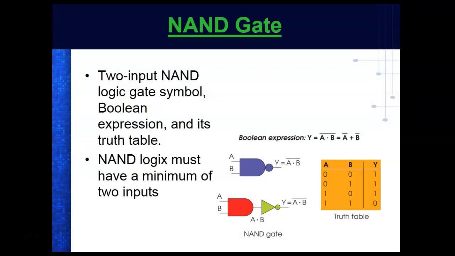This is a NAND. This says all highs equal a low. You can see the truth table. All highs equal a low. So what we're going to do with NANDs, NORs, and NOTs is make the rung go false. So what's required for the rung to go false? ANDs and ORs are what's required for the rung to go true.